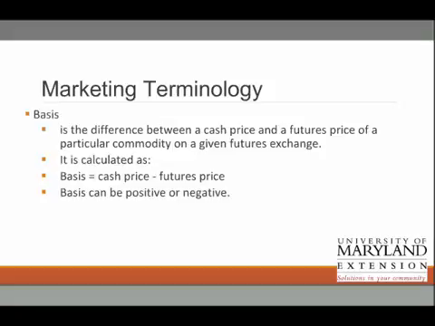Then there's the term basis. And what that is, is the difference between the cash price and the futures price of a particular commodity. All right, it's calculated as the futures price minus cash price, or you take that difference, is the basis. And the basis can be positive or negative. So right now, if the futures price, so the national price, is $4, and I call my local elevator and it's $3.50, it's a negative basis. So it's 50 cents below the national price. So that 50 cents is the basis, the $4 is the futures, and the cash price is $3.50.